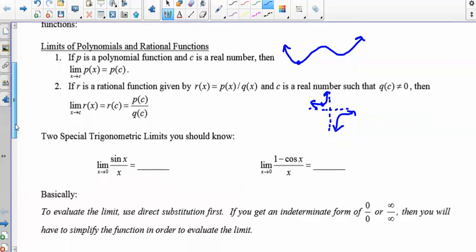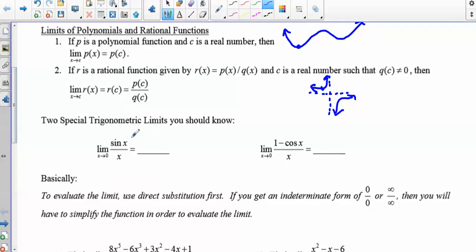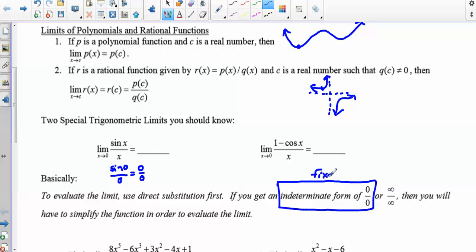the limits. Two special trig limits you need to know are the limit as x approaches 0 of sine x over x. So if you just substitute 0 right in, we have sine of 0 over 0. The sine of 0 is 0, so we get 0 over 0. 0 over 0 is called the indeterminate form, and this always is going to tell you that even though there's a problem with this limit, we can fix this problem. So anytime you get 0 over 0, this is a fixable problem, and we can still find the limit.